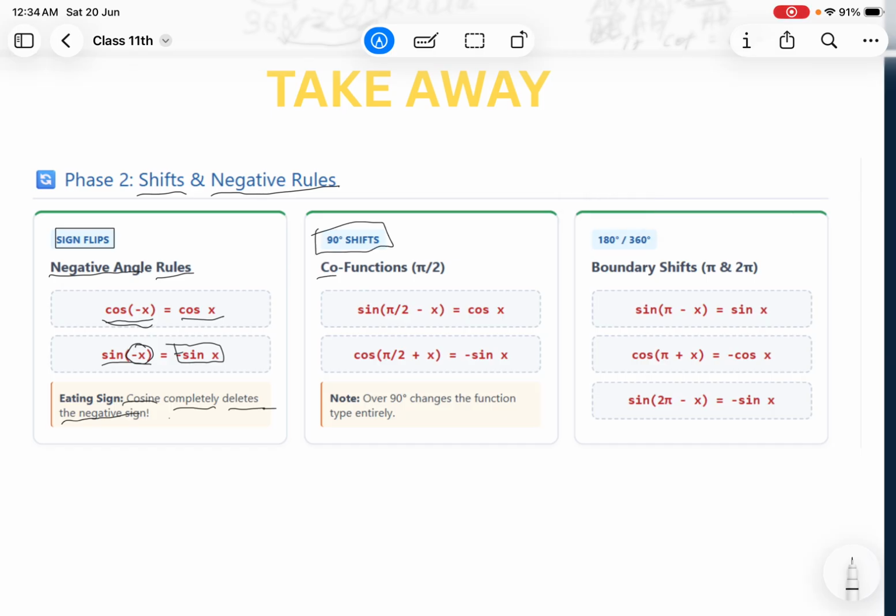Now we have 90-degree shifts, the co-functions with pi by 2. If we have a graph here and this is 90 and this is 270, then sin of pi by 2 minus x equals cos x. Pi by 2 minus x will be in this quadrant. And if we make any angle with respect to the x and y axis, suppose this one or this one or this one, then the function will change.